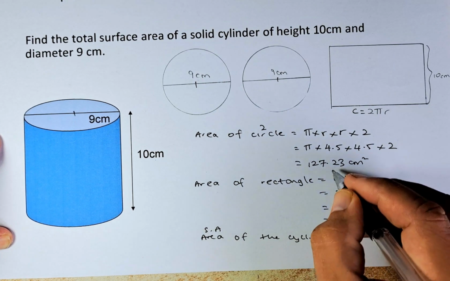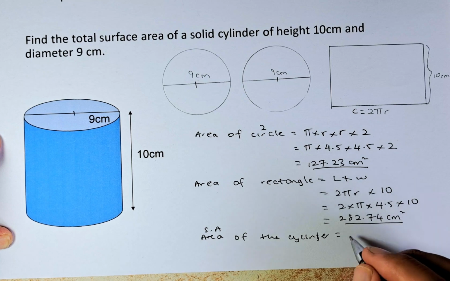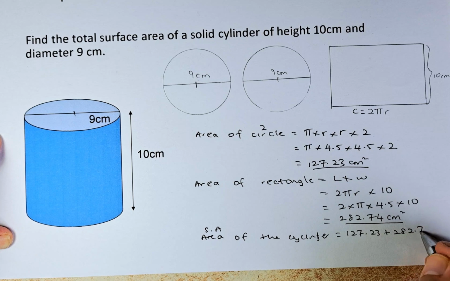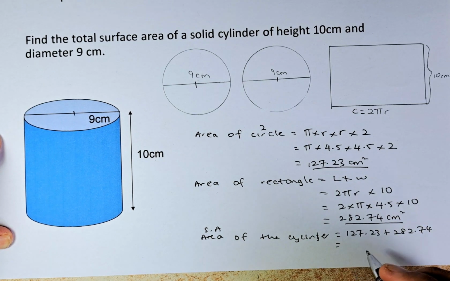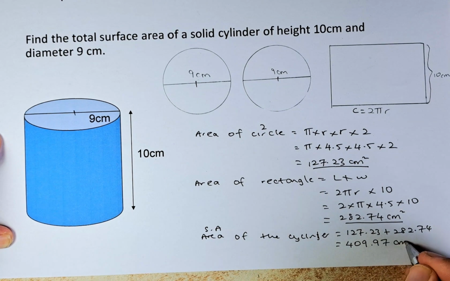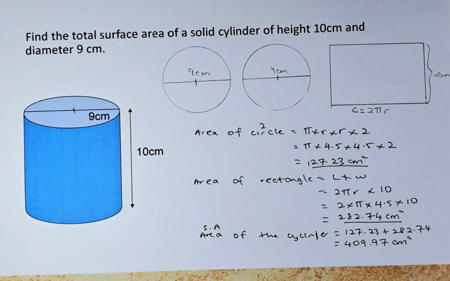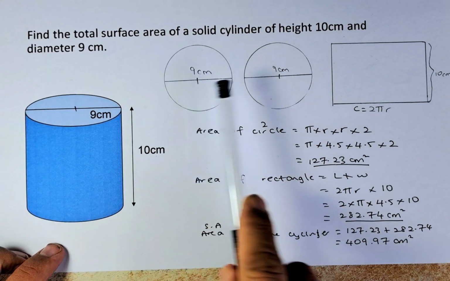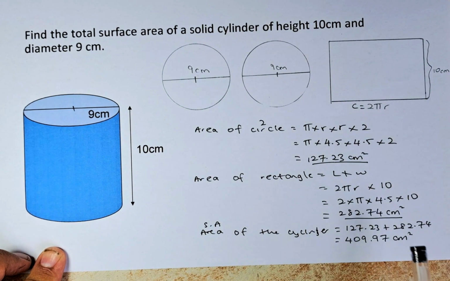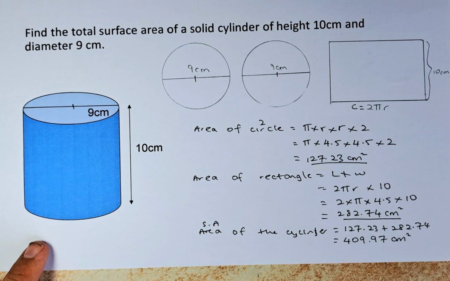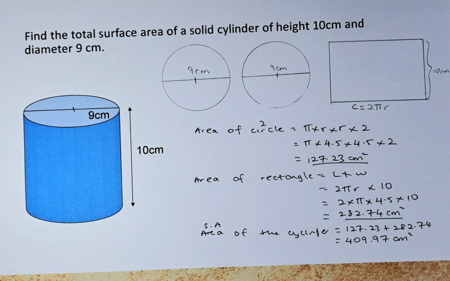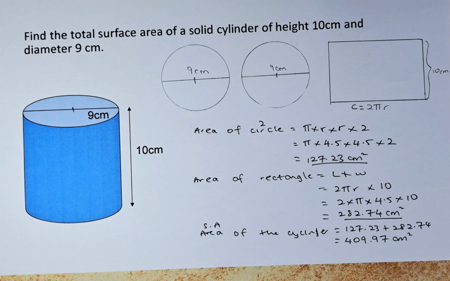So to calculate the whole surface area of the cylinder, you add the 2 circles and the rectangle, so it's going to be 127.23 added with 282.74. Put in your calculator, and the answer is 409.97 centimeters squared. So again, a cylinder is made up of 2 circles and a rectangle, and then you just add the 2 circles and the rectangle area, and you will come up with 409.97. Have a go at it again, change the numbers, and see whether you can master how to calculate the surface area of a cylinder.